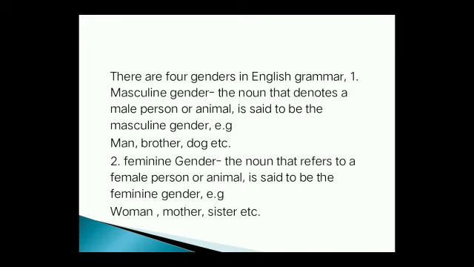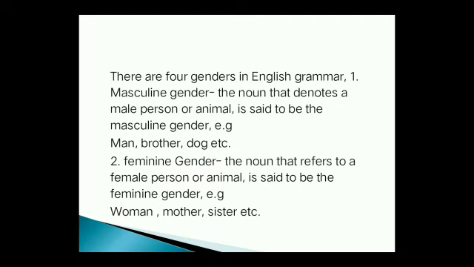The first one is masculine gender. The noun that denotes a male person or animal is said to be the masculine gender. For example, man, brother, dog, etc. Then the second one, feminine gender. The noun that refers to a female person or animal is said to be the feminine gender. Okay? For example, woman, mother, sister, etc.